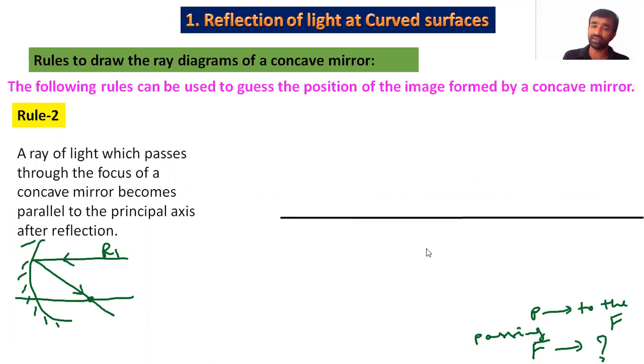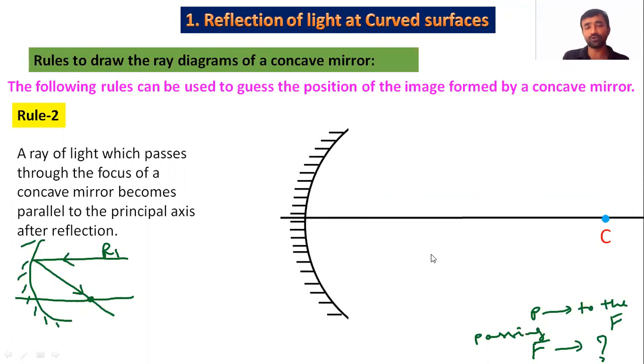First of all, draw a principal axis, identify the center of curvature using a radius of 12 centimeters, and cut the arc. Then make it a concave mirror. Then identify the pole and name it P. Then identify its focus and name it capital F. Then draw a line, that means a ray incident on the concave mirror, which is passing through the focus.